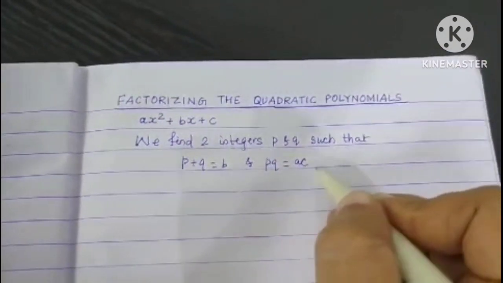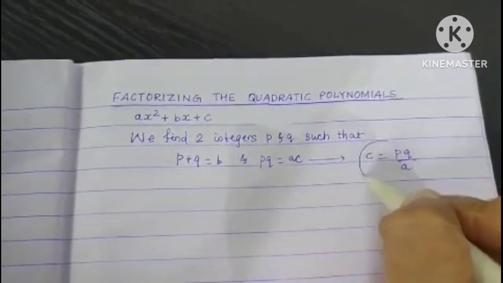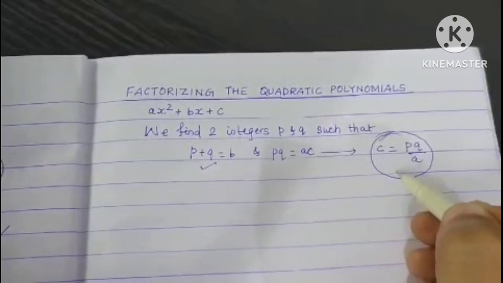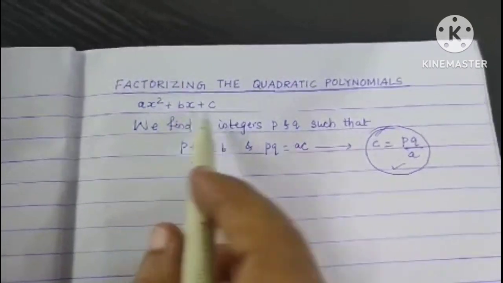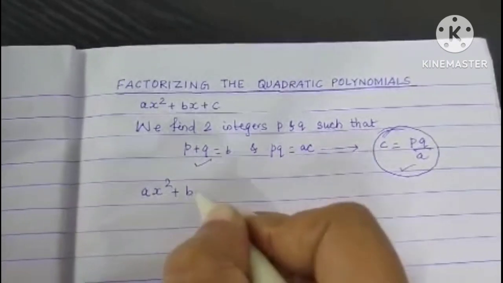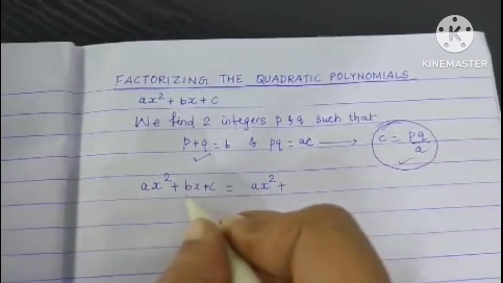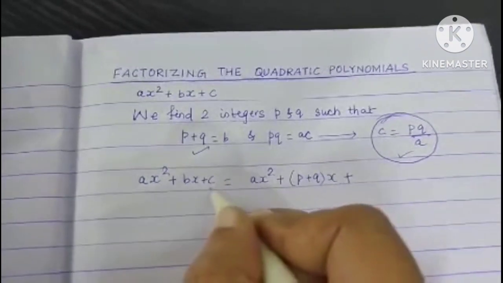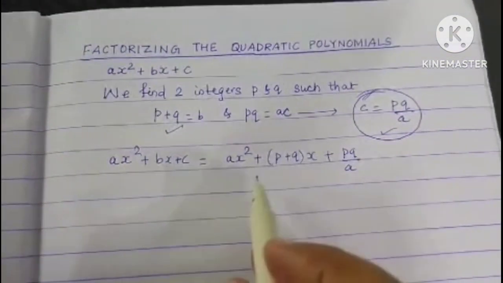So from here, pq equal to ac, we will get c equal to pq by a. This will be of our use, so I am writing it here. Now p plus q equal to b and c equal to pq by a, we will replace in place of b and c. Let us rewrite it. This ax square plus bx plus c will be equal to ax square plus, in place of b we will write p plus q, then x, then in place of c we will write pq by a. So now this expression has become this.